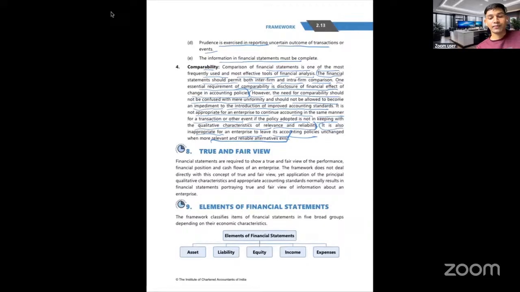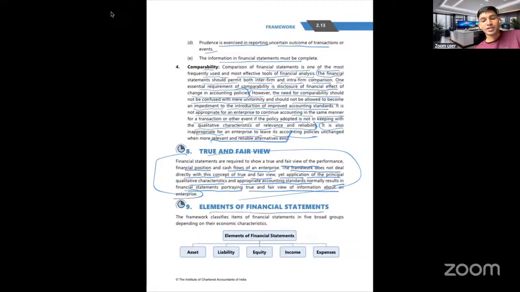True and fair view. The financial statements are required to show a true and fair view of the performance, financial position, and cash flow of an enterprise. The framework does not deal directly with this concept of a true and fair view. However, application of the principal qualitative characteristics and appropriate accounting standards normally results in financial statements portraying a true and fair view of the information about an enterprise.